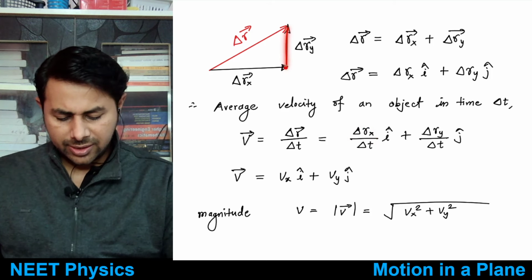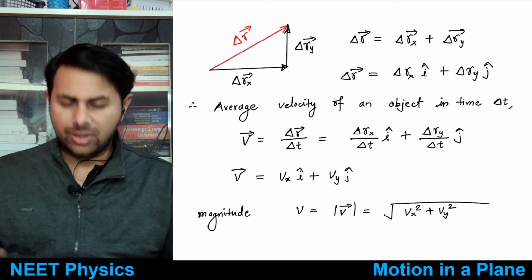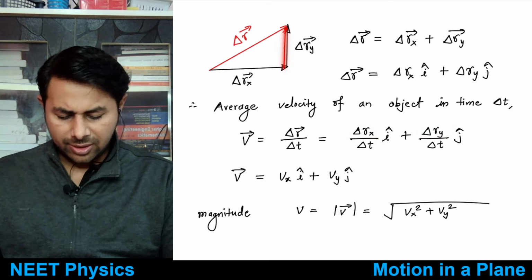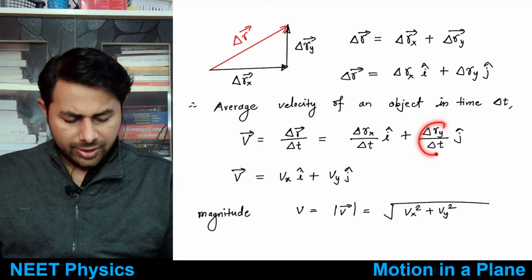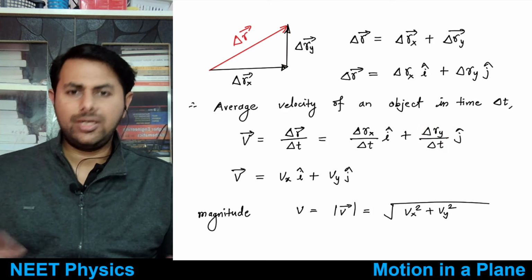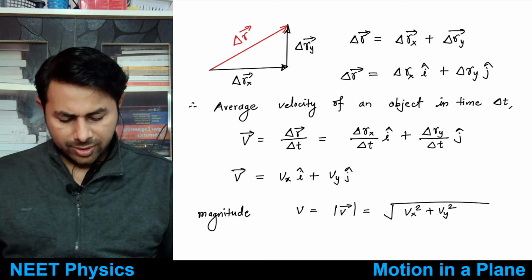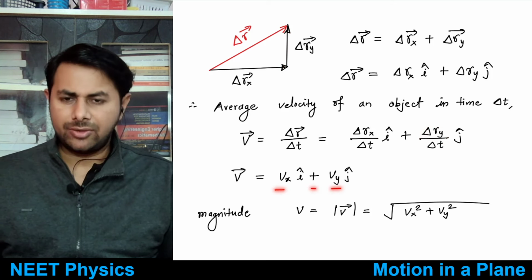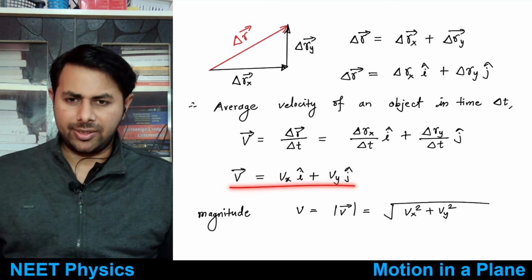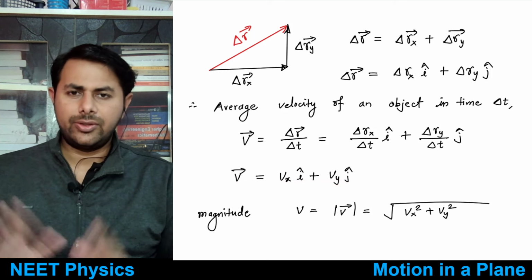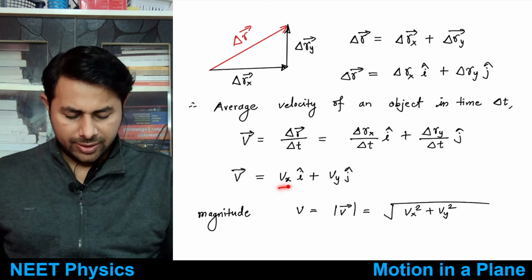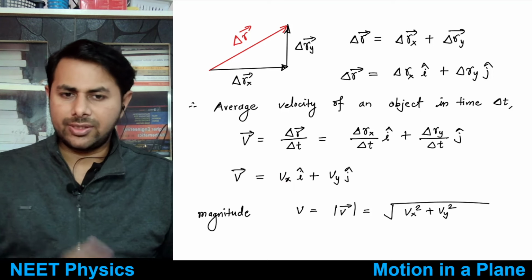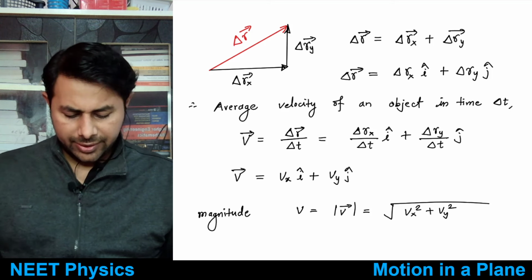Similarly, what is this thing? This is the displacement along y direction. Okay, delta ry is displacement along the y direction. So delta ry divided by time is the velocity in y direction. So you get velocity is equal to vx into i cap plus vy into j cap. Okay, that's very simple, right? So the velocity can be written as what? Sum of velocities in x direction and velocity in y direction, right?